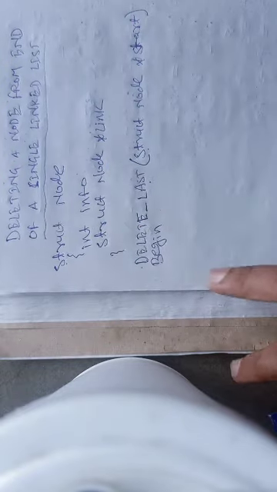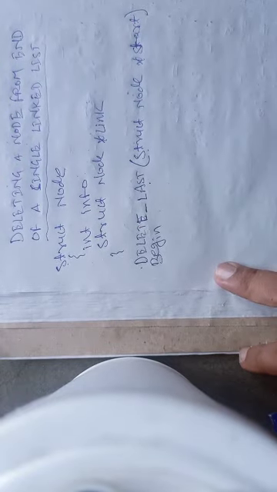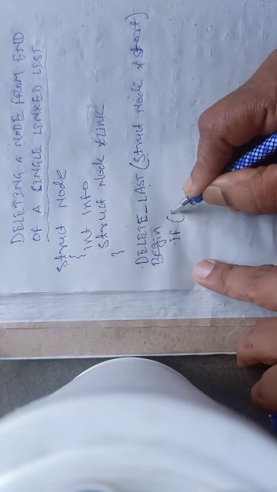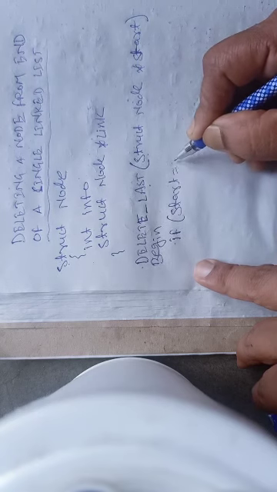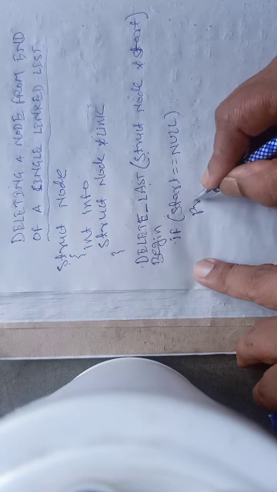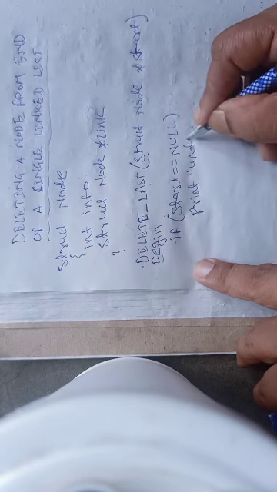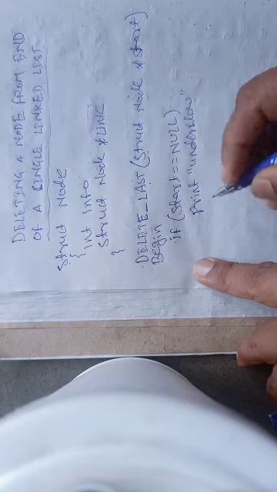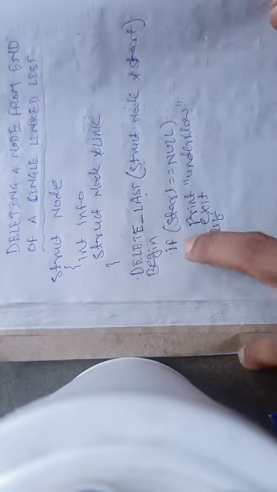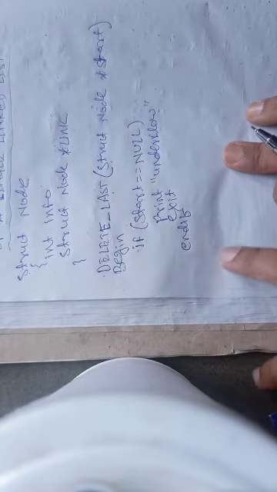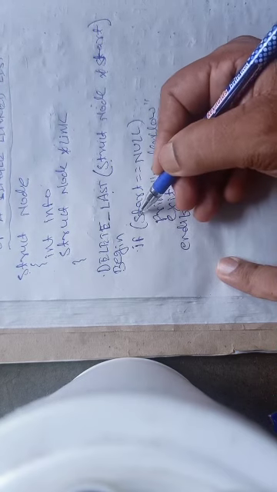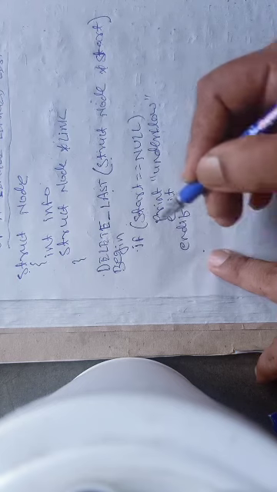Again here also, in the first step we shall check for the underflow condition. Now what is underflow condition? Straight away we can write if start equals null, then print underflow and exit. Now end if. Now after this we know that if start is not null, then the algorithm will jump to this particular section out of the if block.